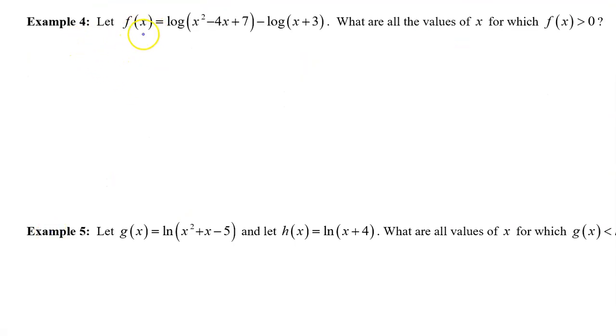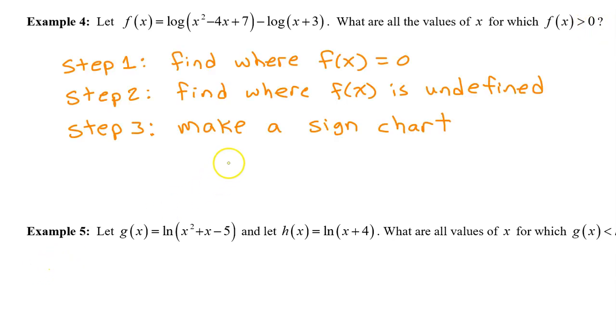Example 4. Let f of x equal the log of x squared minus 4x plus 7 minus the log of x plus 3. What are all the values of x for which f of x is greater than 0? To solve an inequality, it's often useful to have a sign chart. However, to make a sign chart, we first need to find where f of x is equal to 0 and where f of x is undefined.